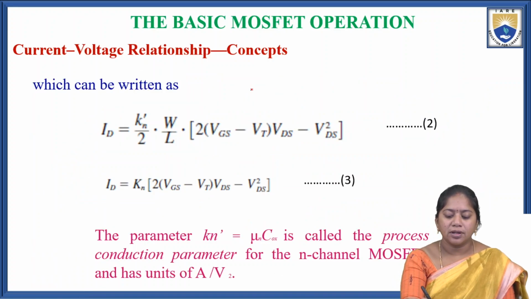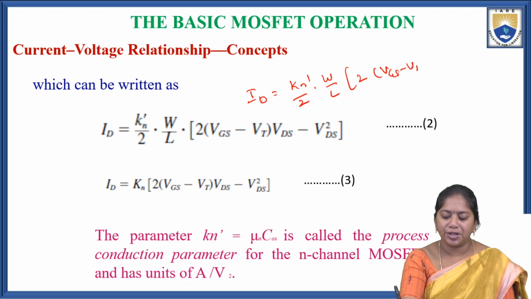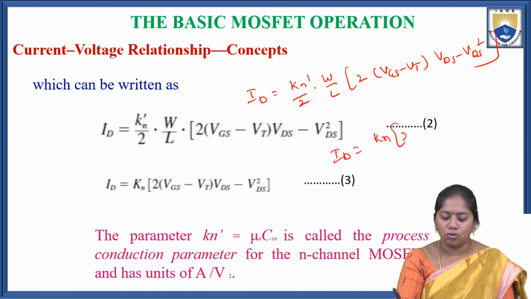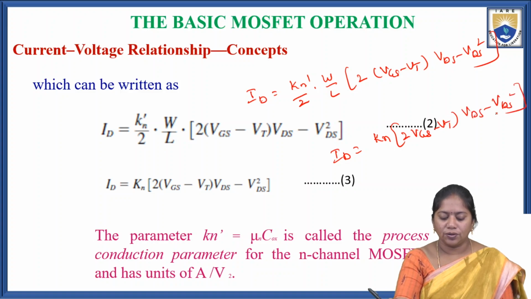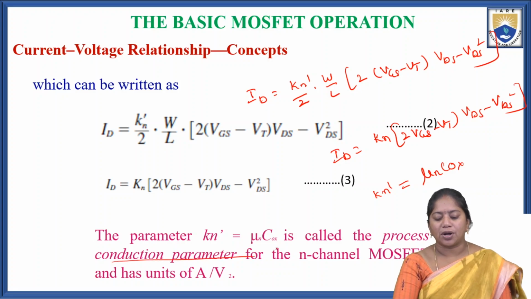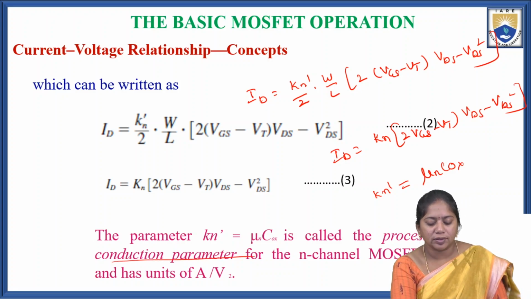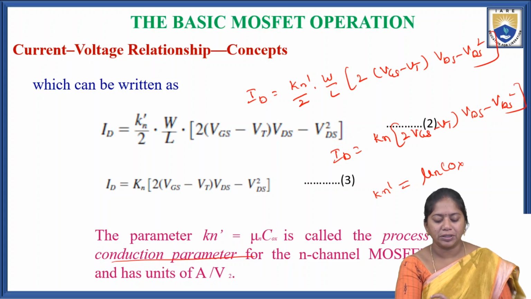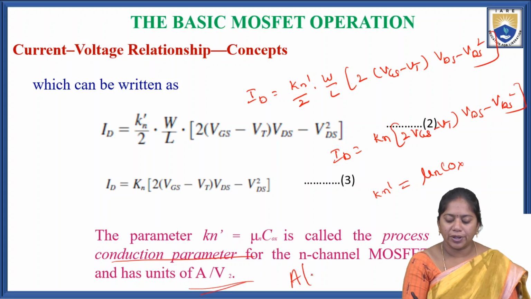So this can be written as ID equal to Kn dash divided by 2 into W by L into 2 into (VGS minus VT) into VDS minus VDS square. That is equation 2. So from this, ID equal to Kn into 2 (VGS minus VT) VDS minus VDS square. So the parameter Kn dash, where Kn dash value is mu n into Cox, is called the process conduction parameter. Here Kn dash is called the process conduction parameter for the n-channel MOSFET, and its units are ampere per volt square.